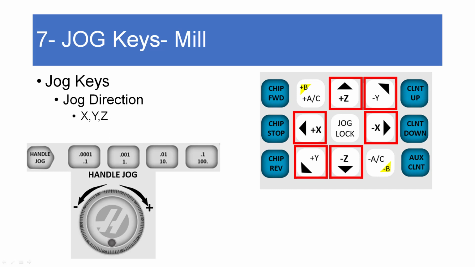The active axis is indicated on the display. This may prevent you from inadvertently moving the axis into a fixture or part. Always proceed with caution when jogging.